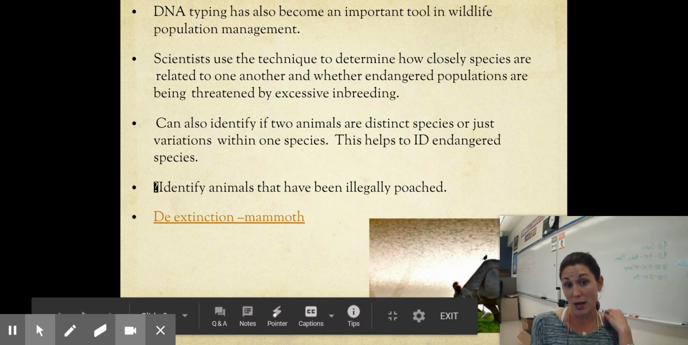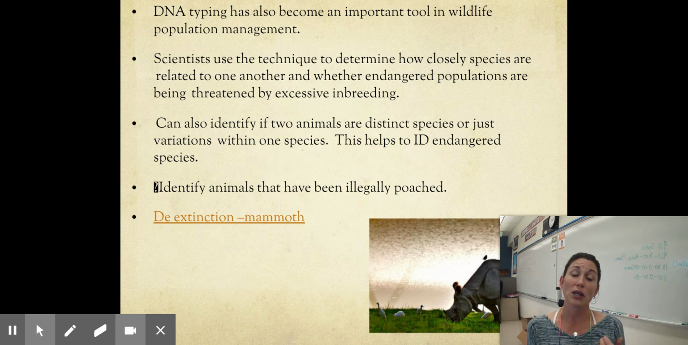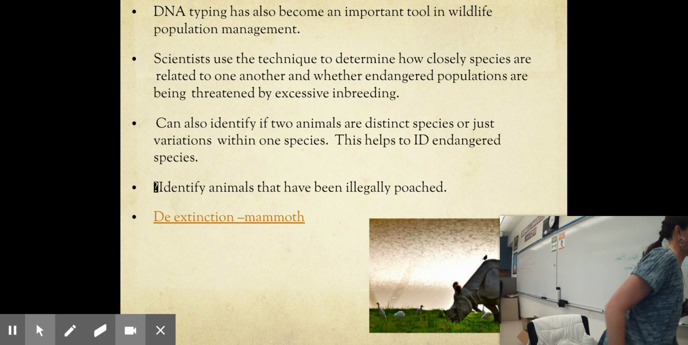The other thing that we use DNA for in wildlife management is determining if we're looking at 2 different species or if we're looking at the exact same species.